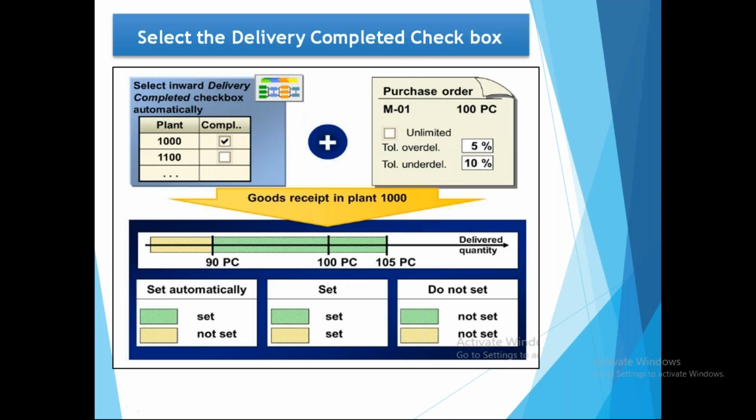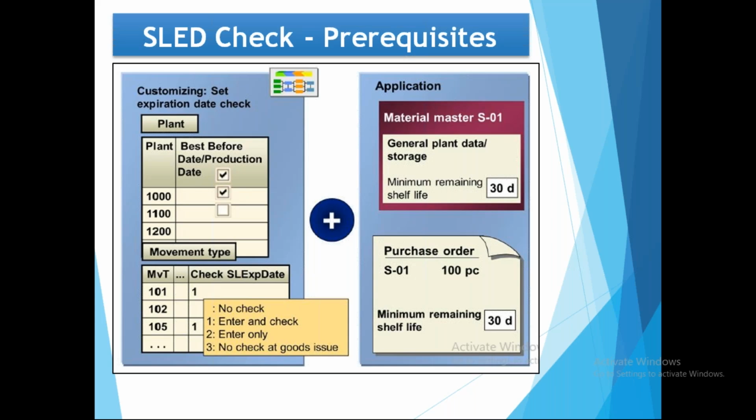Either you can do it manually, or you can do it automatically by defining the over delivery and under delivery tolerances in the purchase order. Okay, so now the next one we will be discussing is SLED, shelf life expiration date check. You can have the minimum remaining shelf life expiration date check in the material master.